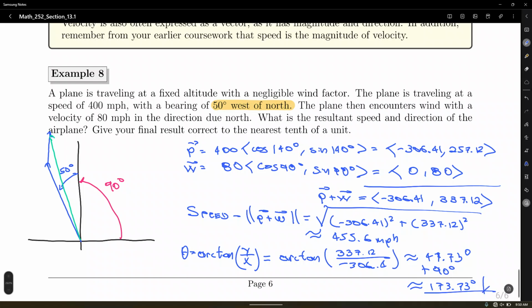All right? And with this, we finish our first section, section 13.1. All right? Okay, let's go about section 13.2, that is vectors in space.